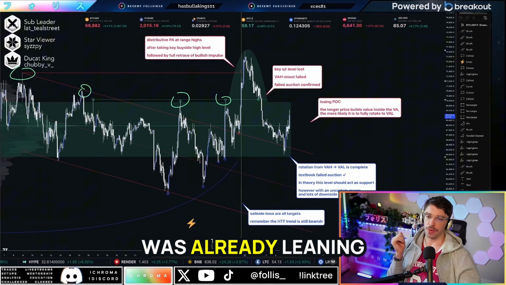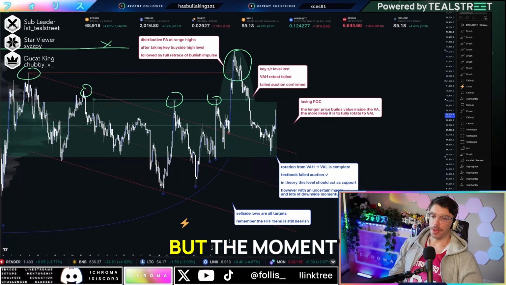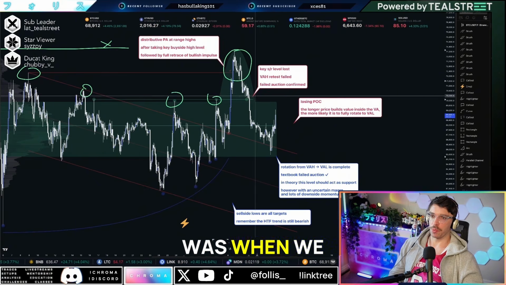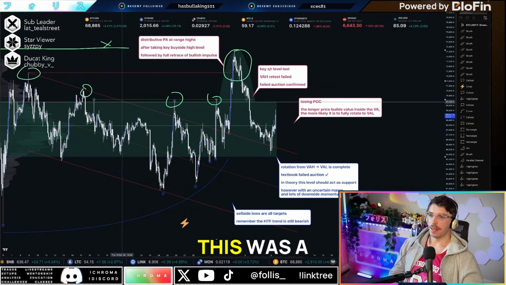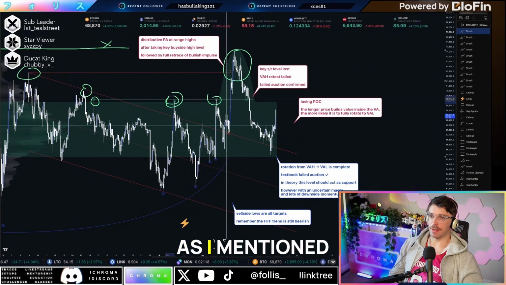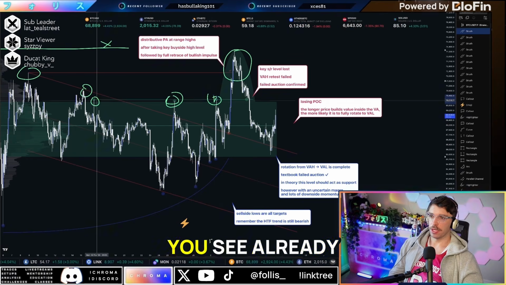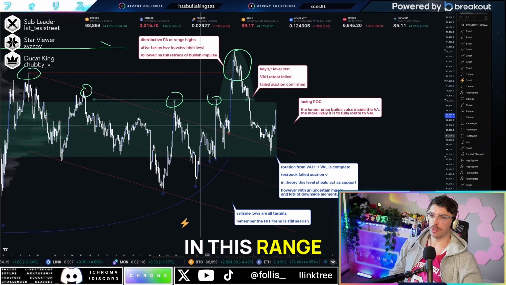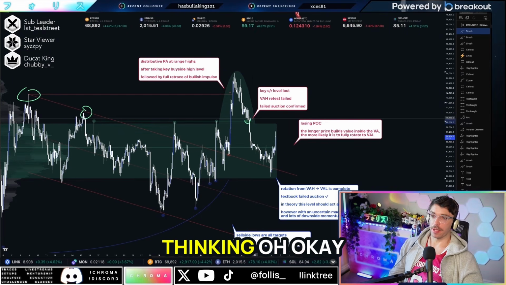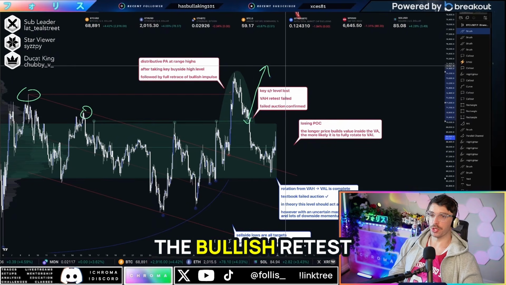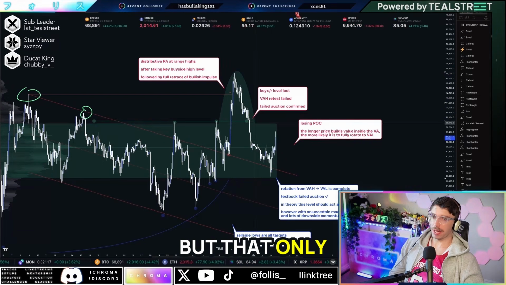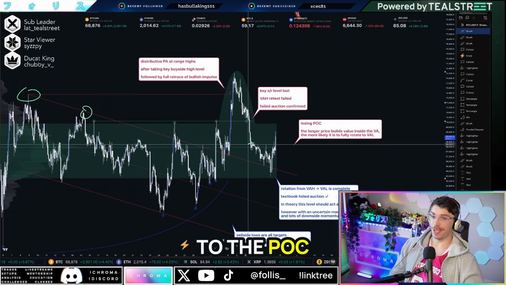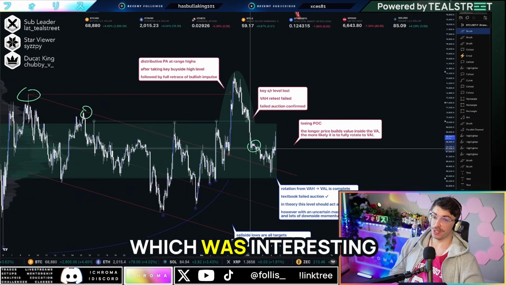I will say that I was already leaning bearish up here, but the moment that there should have been alarm bells ringing was when we accepted back inside the value area. This was a key support resistance level, as I mentioned before, this 70K pivot. You see already that we've rejected from it 3-4 times before in this range. When we bounced from it here, I was thinking, oh, okay, so this might be the retest, the bullish retest that we needed to go higher. But that only lasted a few hours because actually later that day we rejected. We went all the way back down to the POC. And the POC acted as support here, which was interesting, right?